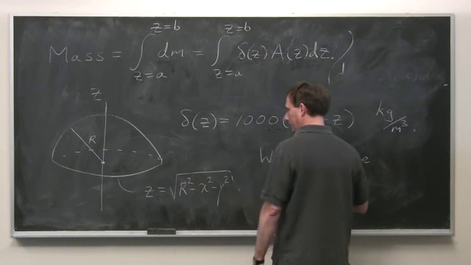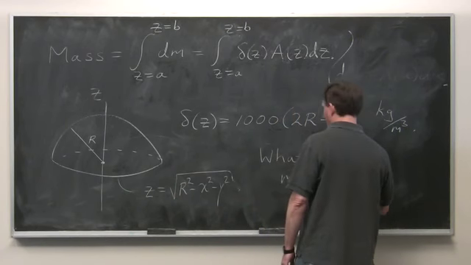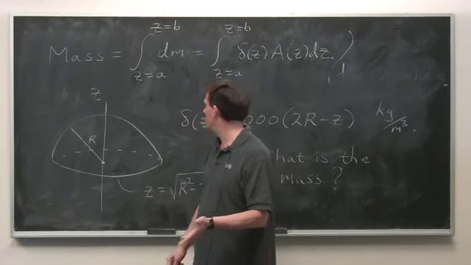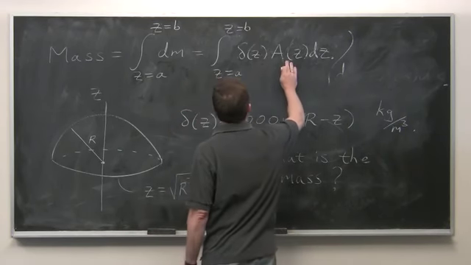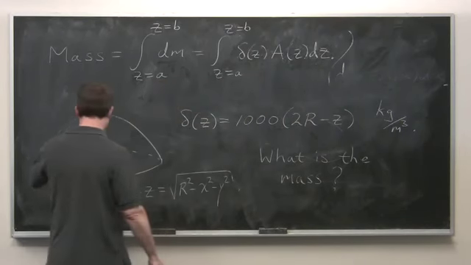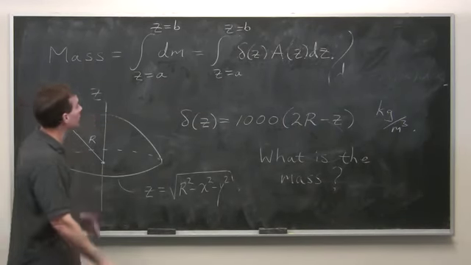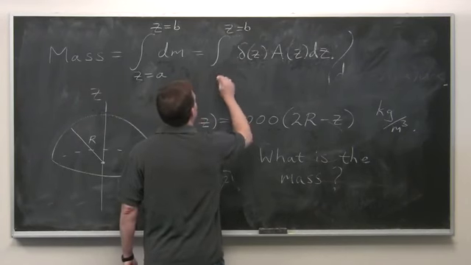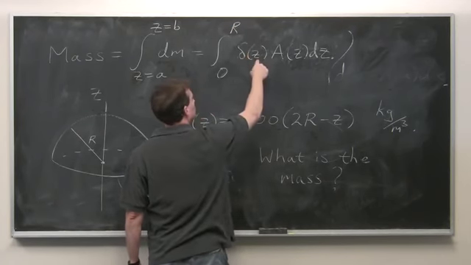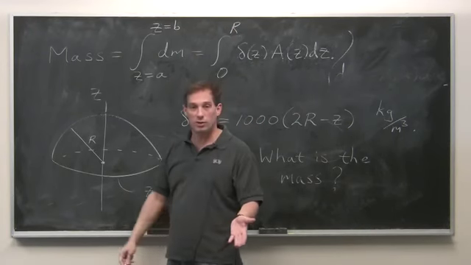Of this filled hemisphere? Well, you take density times cross-sectional area, multiply times dz, and you integrate as z goes from 0 to R. So yes, z will go from 0 to R. We have our density function. Our question now is, what's A of z?